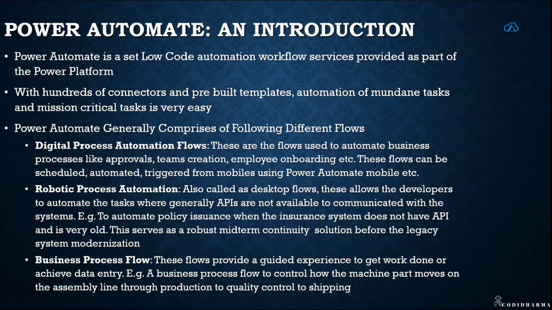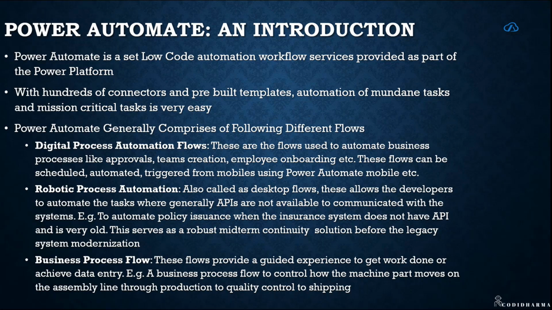Now, Power Automate generally comprises the following different types of flow. So you have your digital process automation flow, wherein you can automate business processes like approvals, say team creation, employee onboarding process. These flows basically can be scheduled, automated, triggered from the cloud or triggered from the mobile applications using Power Automate mobile, etc.